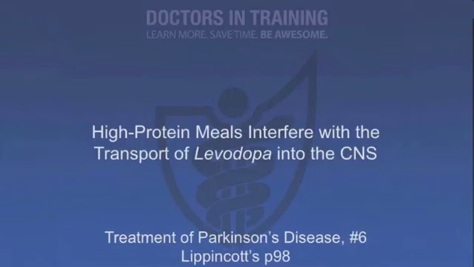So the pharmacokinetics of levodopa and carbidopa: these drugs are absorbed rapidly from the small intestine when they're given without food, given on an empty stomach. High protein meals interfere with the transport of levodopa into the CNS because large neutral amino acids such as leucine and isoleucine compete with levodopa for absorption from the gut and for transport across the blood-brain barrier. So levodopa should be taken on an empty stomach, typically about 45 minutes before a meal.